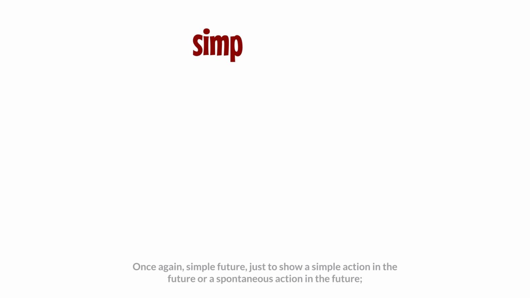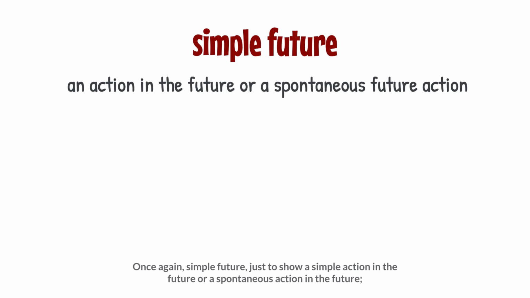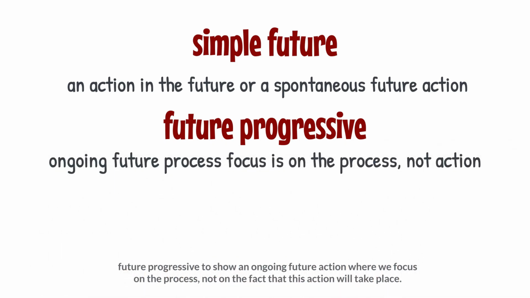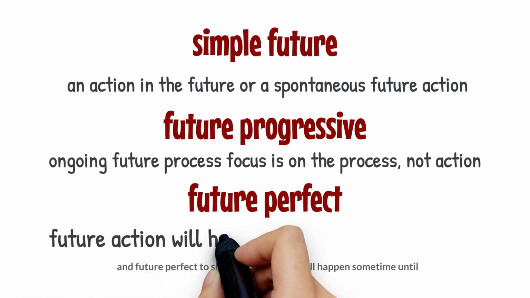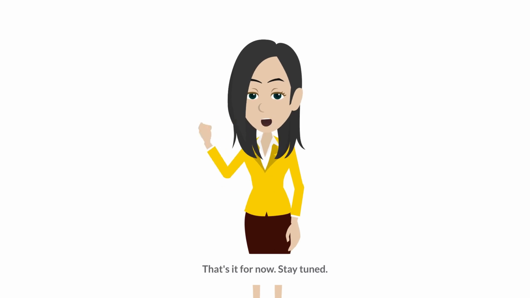Once again, simple future, just to show a simple action in the future or a spontaneous action in the future. Future progressive to show an ongoing future action where we focus on the process, not on the fact that this action will take place. And future perfect to show an action that will happen sometime until a time in the future.